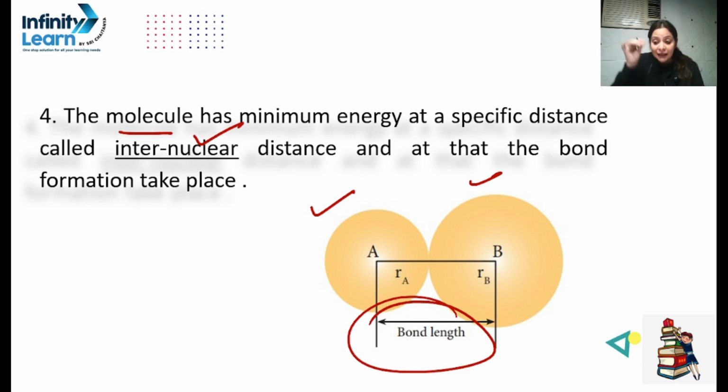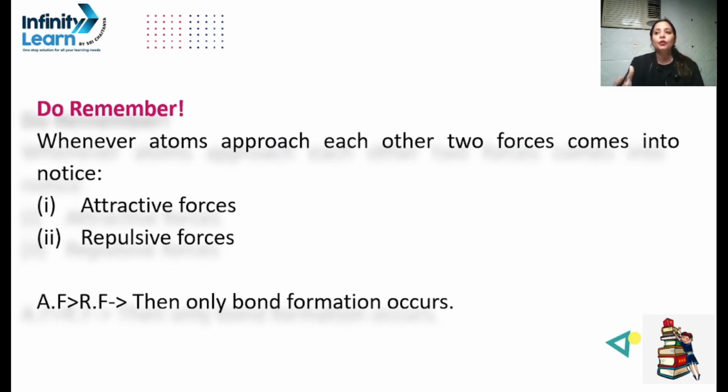And at this particular distance, the bond formation takes place, because we want that whatever molecule is formed, it should be stable. And it will be stable only and only if the energy is minimum. So do remember this very important thing: whenever the atoms are approaching, two kinds of forces operate between them. One is attractive forces and the other is repulsive forces.